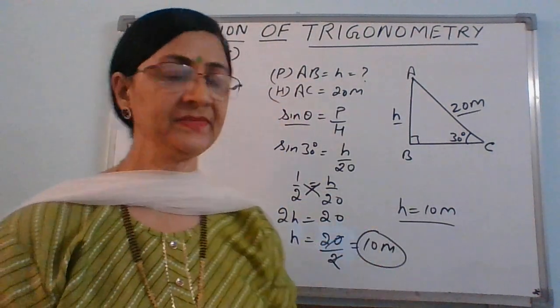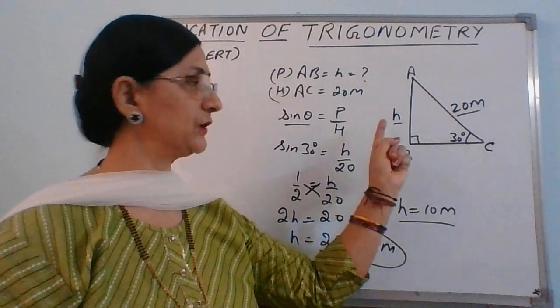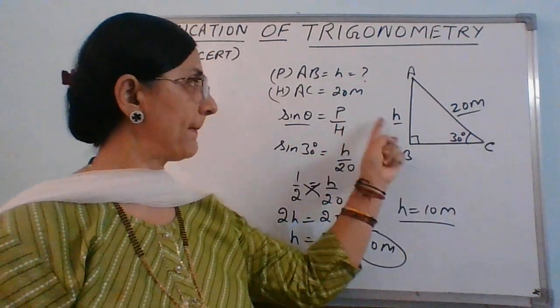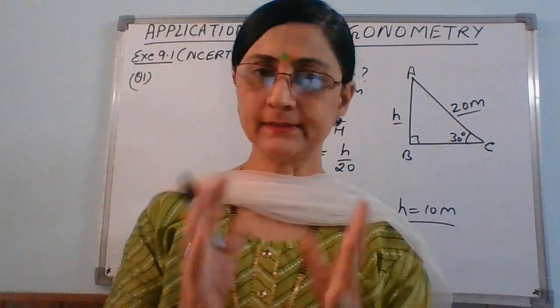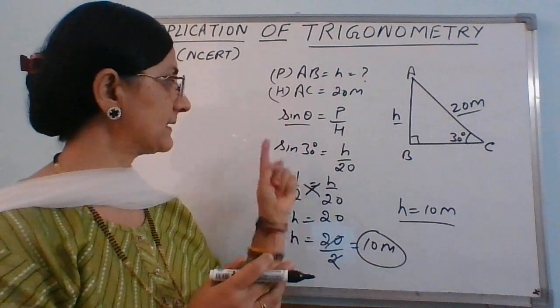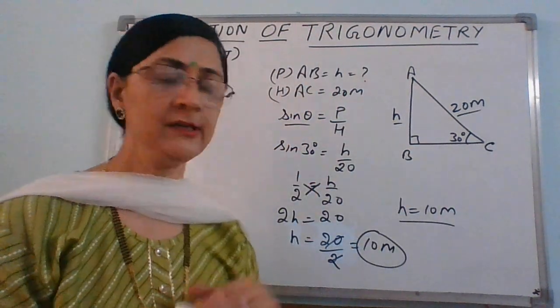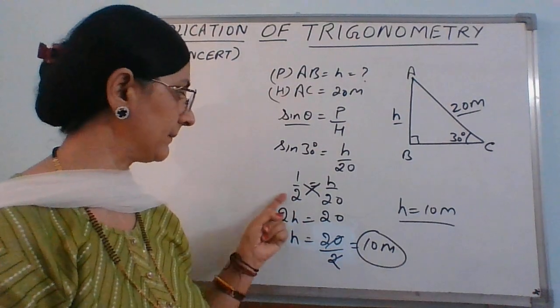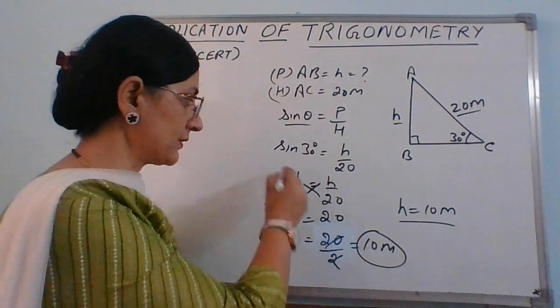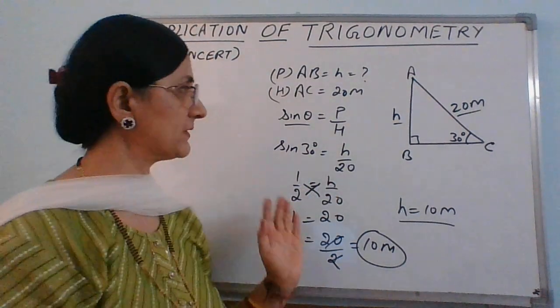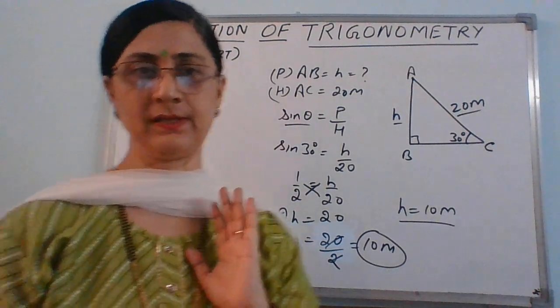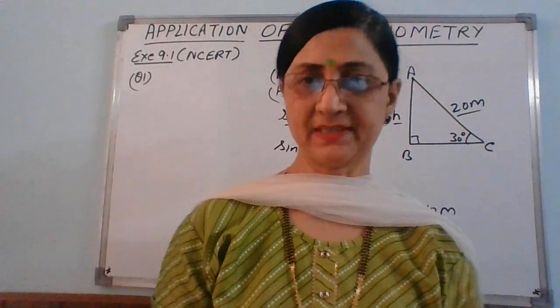I hope it's clear. The rope length is 20 meters, the height of the pole is h, and perpendicular and hypotenuse are connected in sine. So I've taken sine theta here as 30 degrees. We know the value of sine 30, that is 1 by 2. Just cross multiply and find out h. And we were supposed to find out the h only, right? So we'll be doing the next question now.